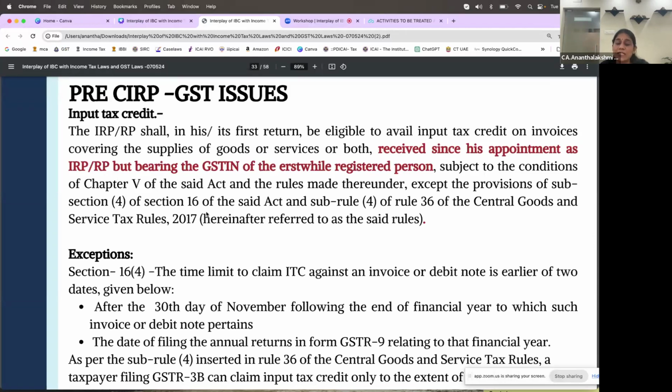Another date which is permissible for claiming ITC is the date of filing the annual return in Form GSTR-9. Like ROC, where we have AOC-4 and MGT-7, here also we have an annual return. The annual return needs to be filed by 31st December of the following year. They have said that the date of filing of the annual return in Form GSTR-9 and the 30th November date will not be considered for the purpose of the first return. That is the first thing they have given here. Then coming to Rule 36(4), that rule is also not applicable for the first return.